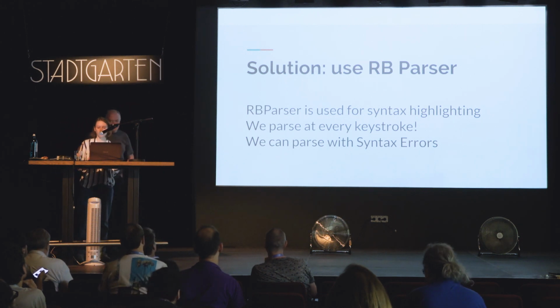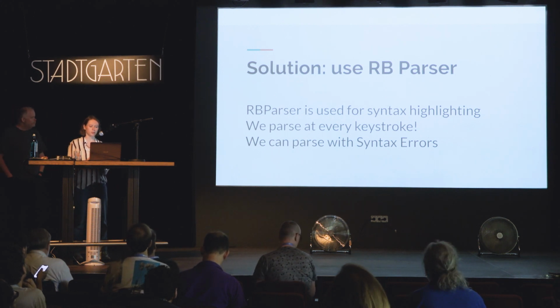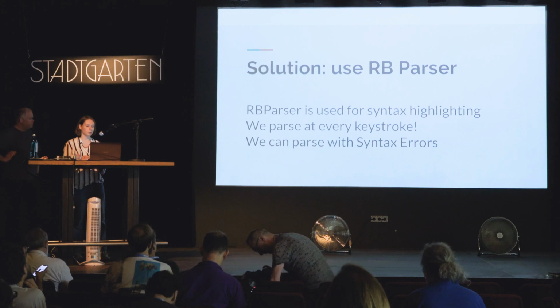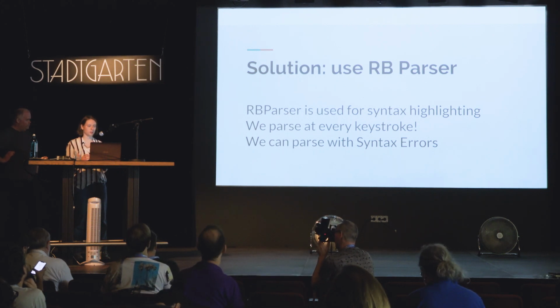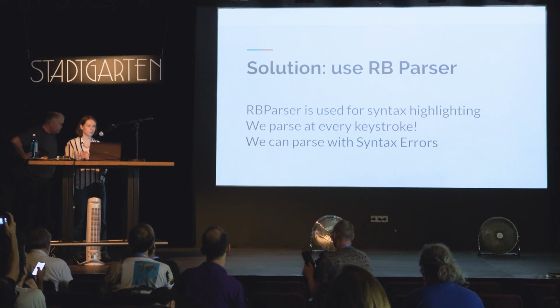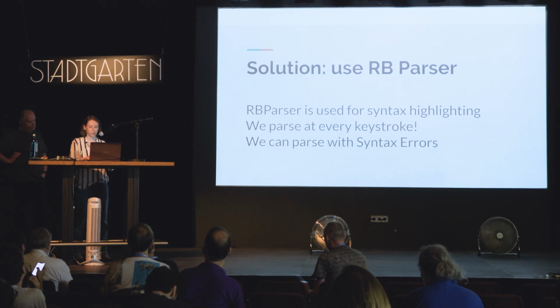Okay, so our solution was to use the RB Parser that is used for syntax highlighting in Pharo. With the help of it, we are able to analyze the text that we are typing and parse it at every keystroke. And we can even parse the syntax error. So, for example, we have a parse error node that explicitly takes care of the error code.